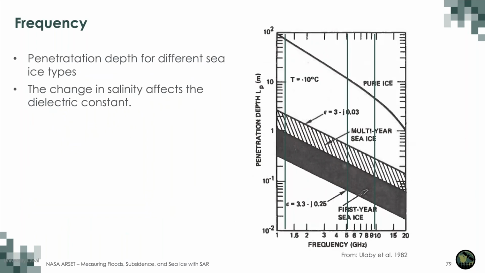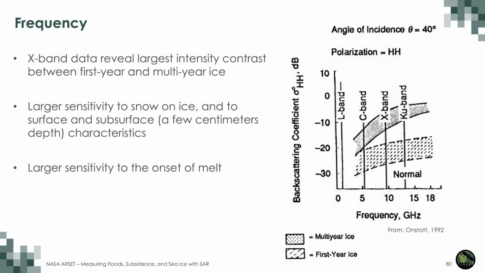So the penetration depth of different sea ice types can be seen in the image here. I've tried to indicate with green lines where you have roughly C band and L band in this graph. And for the L band, we have a higher penetration depth, up to 1 meter. For the C band, we have in the range of 0.5 meter, and for the X band, a maximum of 10 centimeters. And changes in salinity also affects the electric constant, as you can see here.